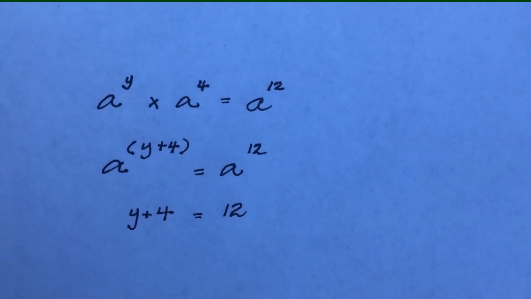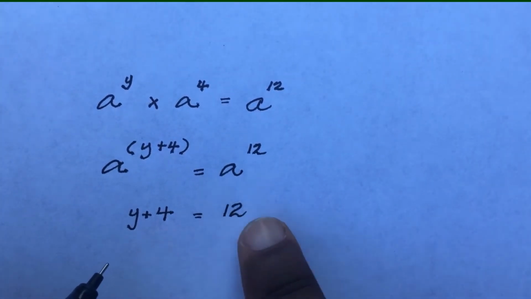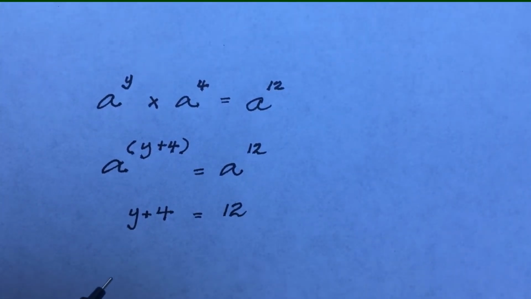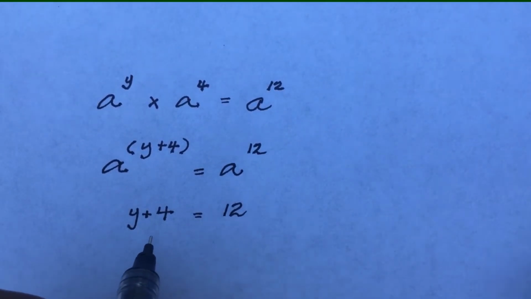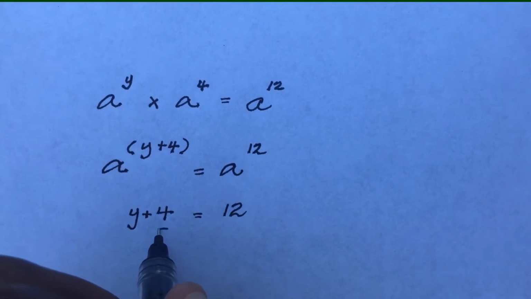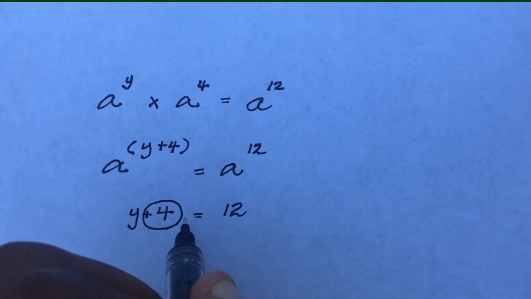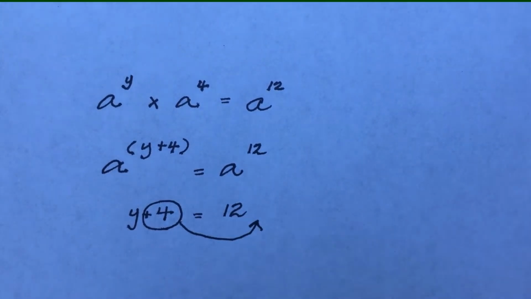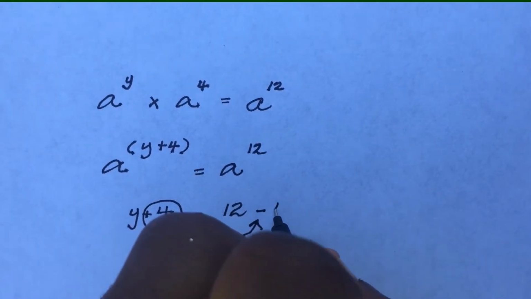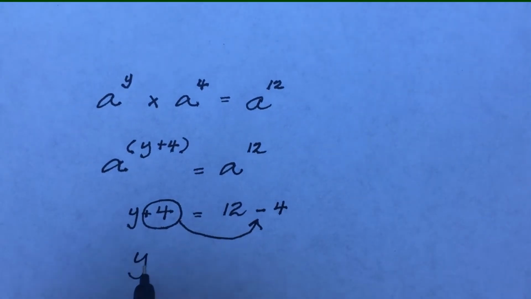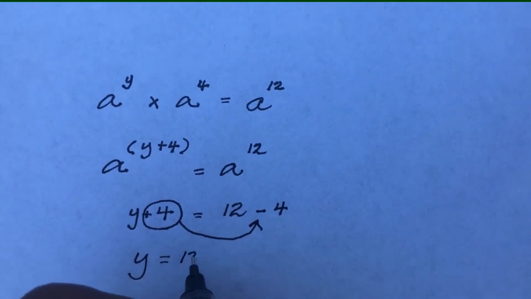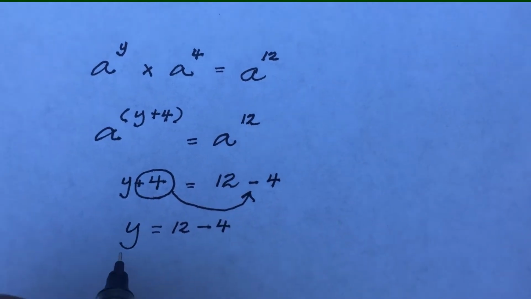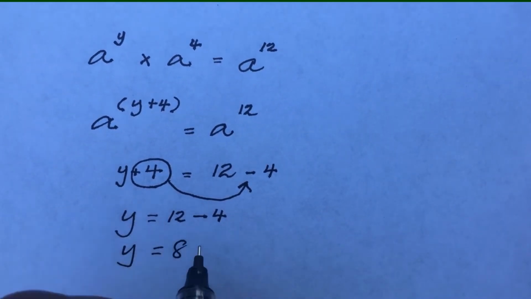Now, I have to solve this equation for the value of y. What number plus 4 will give me 12? Let's say that I don't know. I can simply rewrite it. So what I need to do is to carry this plus 4 over the equal sign. Once I carry it over, the sign will change from plus to minus. So the value of y will be equal to 12 take away 4. So y is going to be equal to 8.